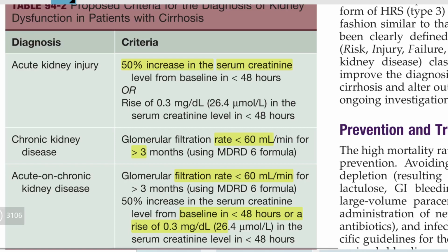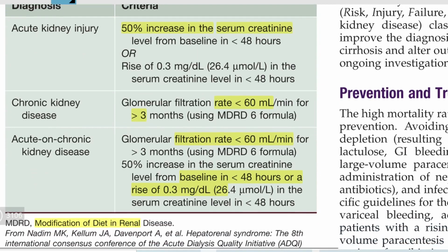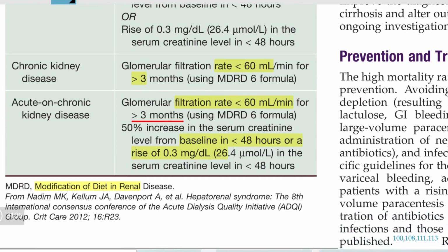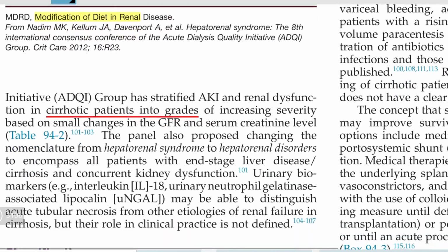Chronic kidney disease is a glomerular filtration rate less than 60 ml per minute for more than 3 months. Acute on chronic disease is a glomerular filtration rate less than 60 ml per minute for more than 3 months, and a 50% increase in the serum creatinine level from the baseline in 48 hours, or a rise of 0.3 milligrams per deciliter in serum creatinine level in less than 48 hours.